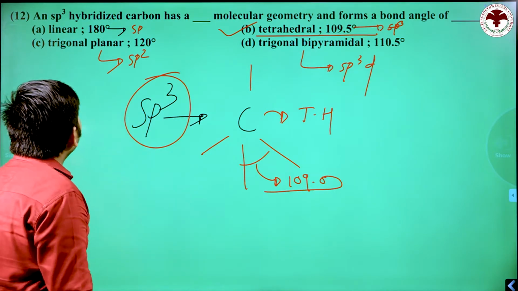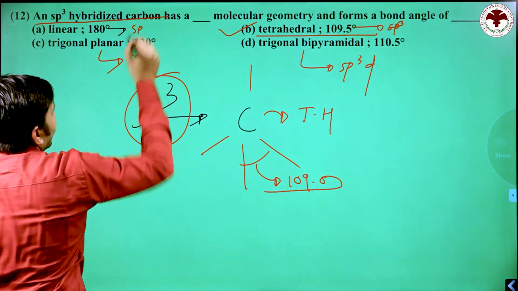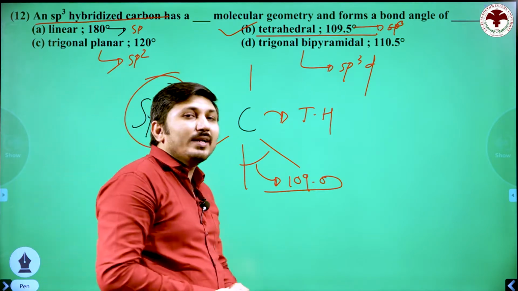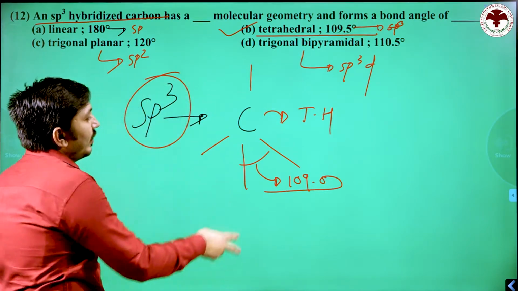So what will we ask? We will ask about sp3 hybridized carbon. So simple: sp3 hybridized means tetrahedral geometry and 109.5 bond angle.